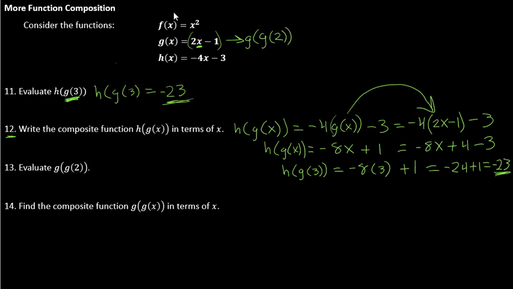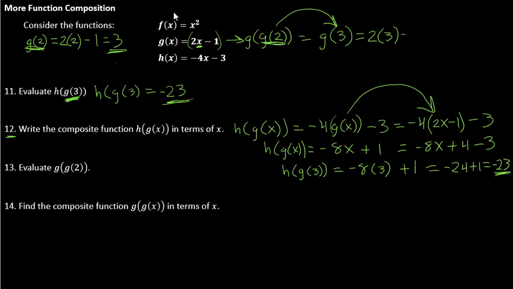2. Okay, so first let's find, well, what is g of 2? So g of 2 equals 2 times 2 minus 1. That would be 4 minus 1, which is 3. So this right here, g of 2, would be the same thing as g of 3, because g of 2 was 3. So g of 3 would be 2 times 3 minus 1, and that's going to give me 5.